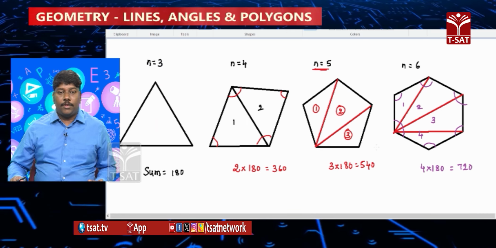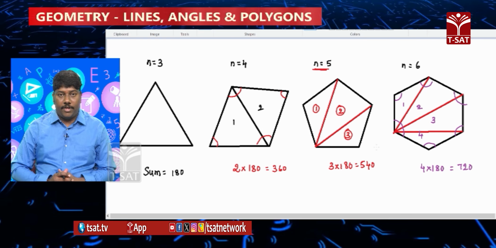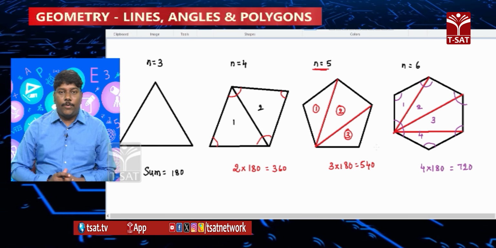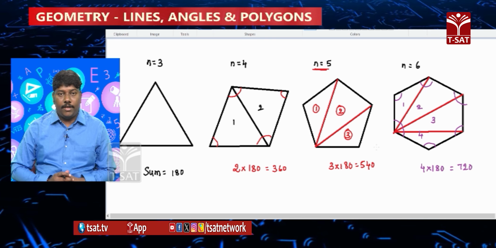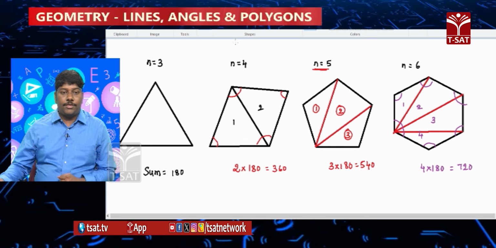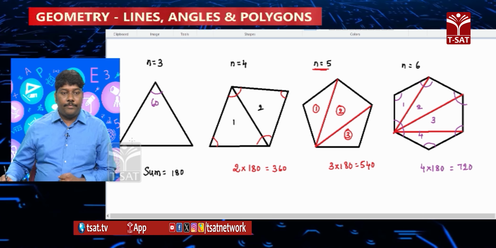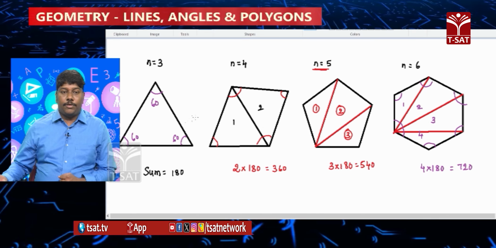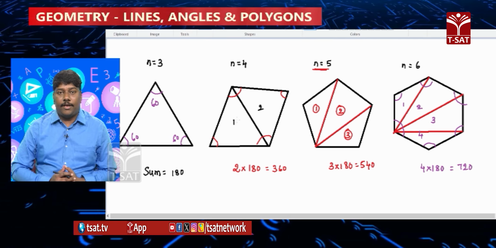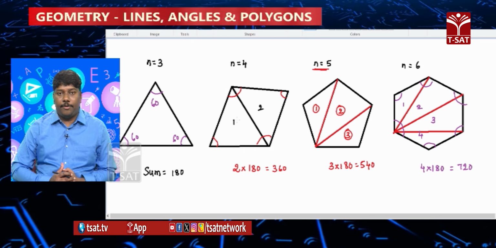Suppose for a triangle, regular triangle means equilateral triangle. Regular quadrilateral means square. For an equilateral triangle, we know that each angle is 60 degrees because the total angle is 180. We divide the total angle by 3. Therefore, an equilateral triangle means a regular triangle, all the angles and all the sides are equal. Suppose it is a square. For a square, each angle becomes 90. How do I get 90? Because 360 is the total angle. You divide it by 4 so that you get 90 degrees.